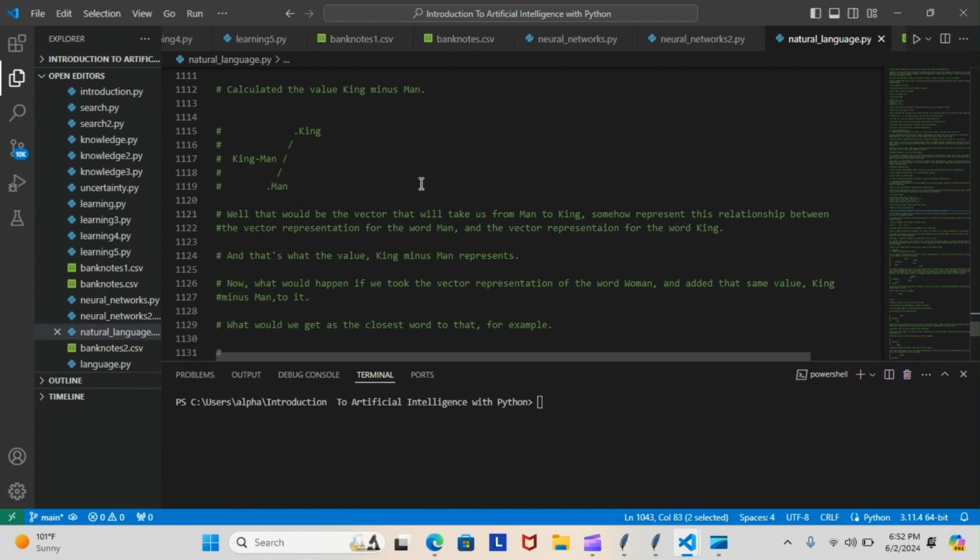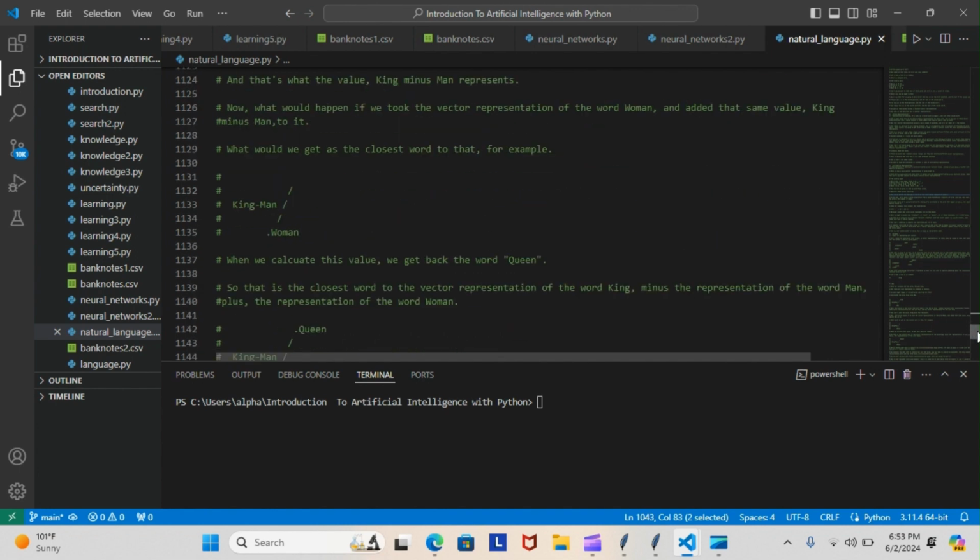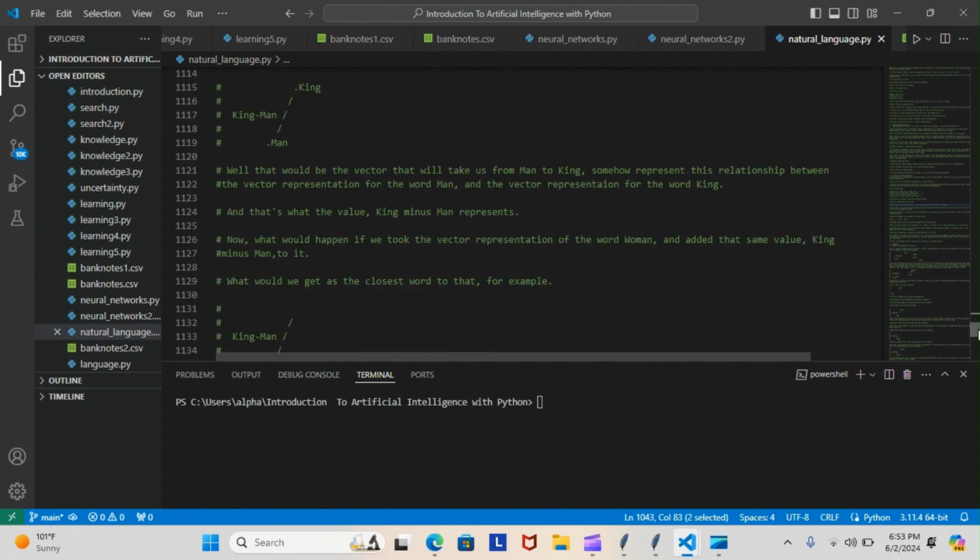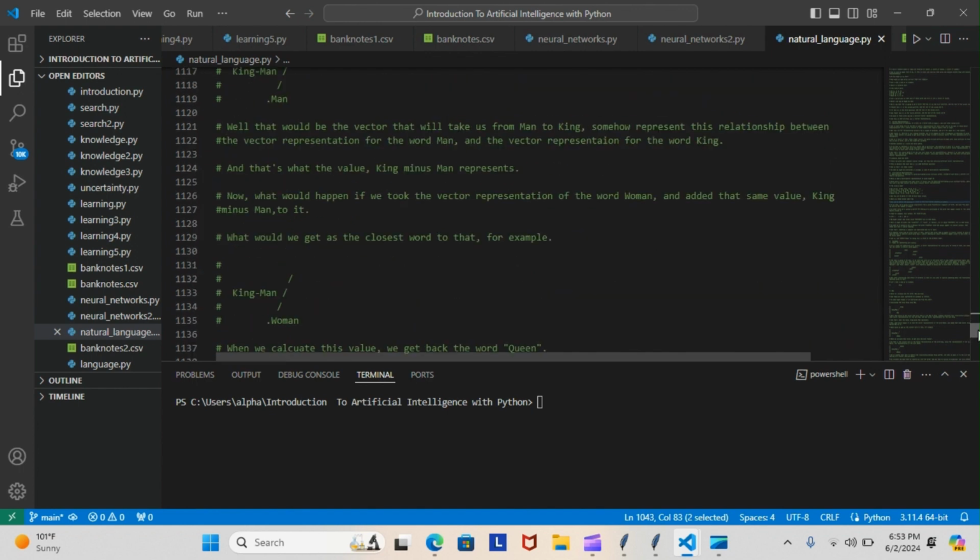Okay, we calculated the value king minus man. So you see here we have man, we have king, and we have king minus man. And I keep pausing because there's a bad glare, so I'm trying to position the laptop just right so I can see the actual words on the screen. But that will be the vector that will take us from man to king. It somehow represents this relationship between the vector representation for the word man and the vector representation for the word king. And that's what the value king minus man represents.